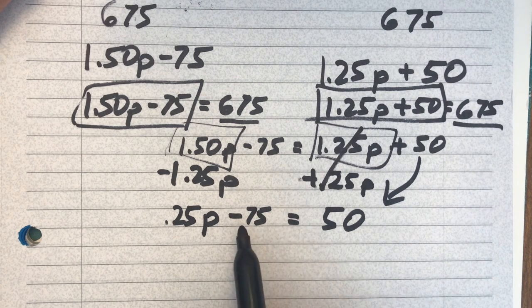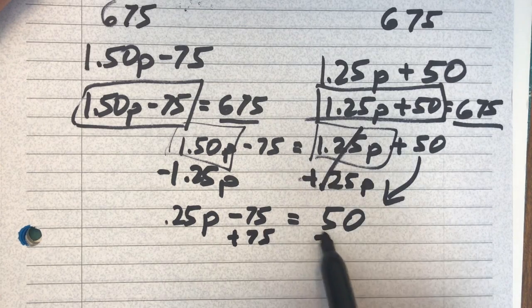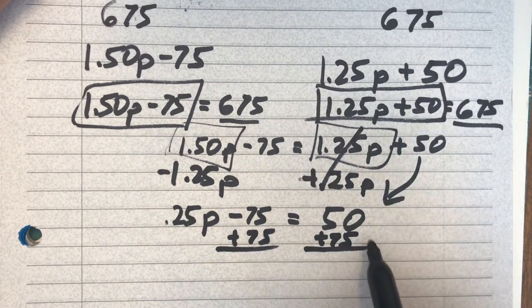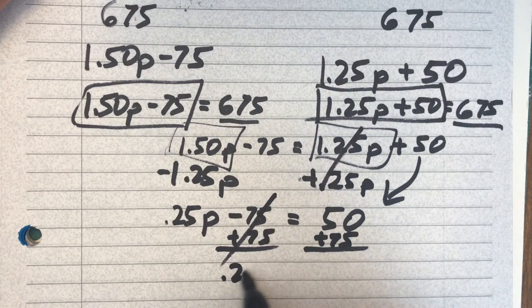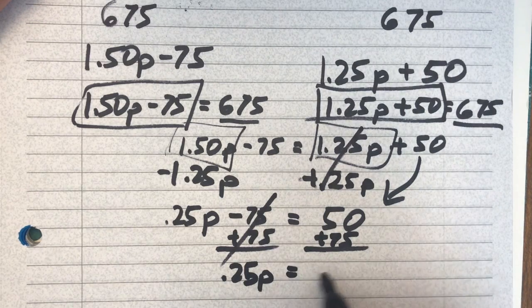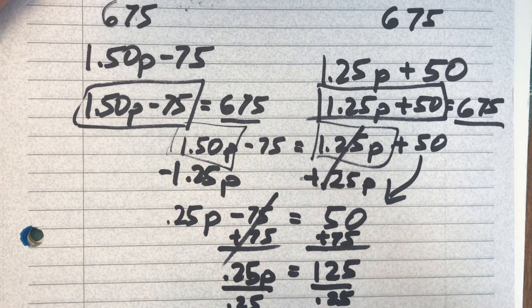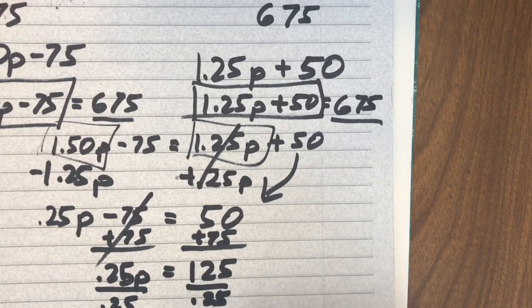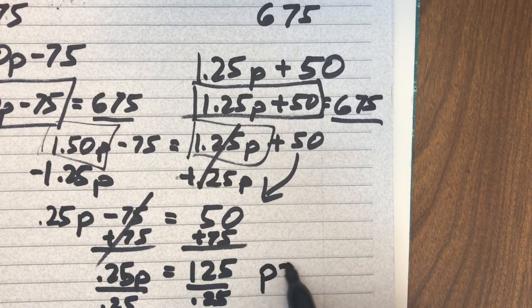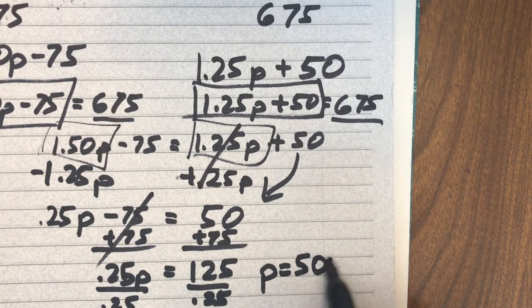We got to get rid of the 75 and the 0.25, so we're going to add 75, add 75. That cancels out and we get 0.25p equals 125. Okay, so now what we're going to do is we're going to divide by 0.25, divide by 0.25, and we'll see that when we do that, p equals 500.